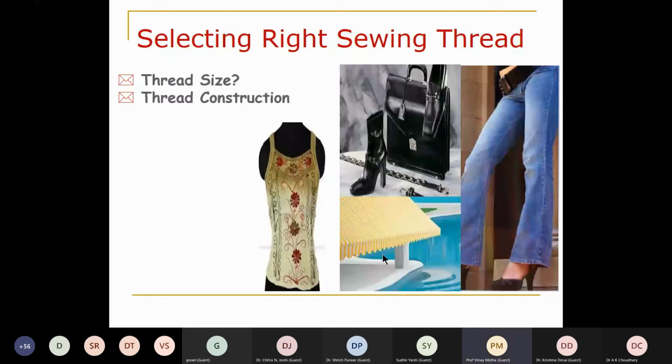And then the thread construction is to be decided, that is, which particular construction is to be used, whether the spun thread or the core spun is to be used, and which particular fiber is to be used, made from cotton or polyester or other fibers.